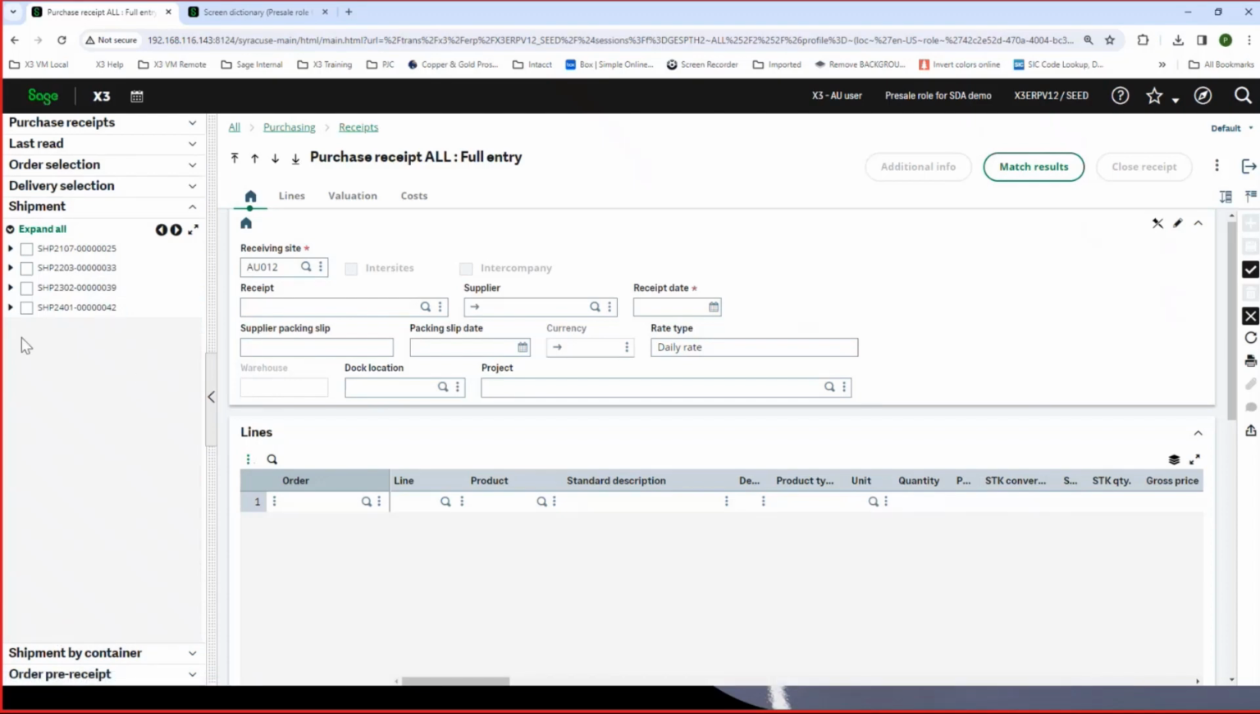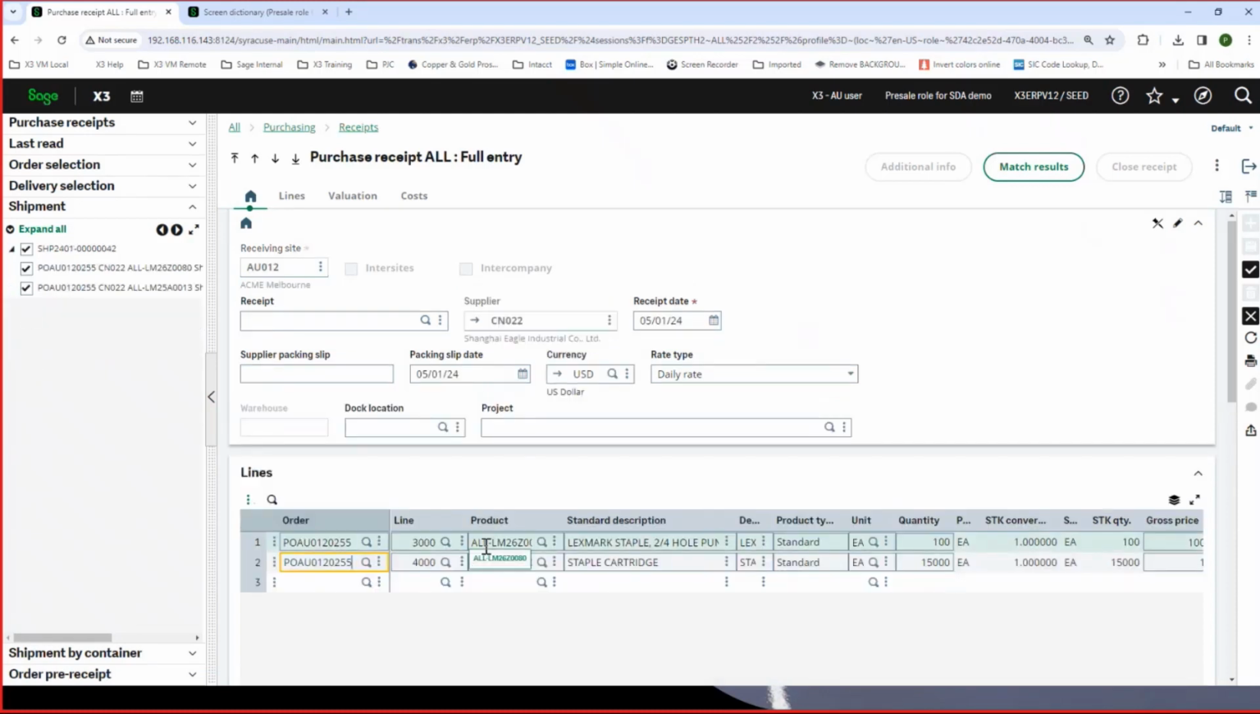So received by shipment. Again, I have a list of my shipments here, and I can expand to have the lines. So maybe I'm not receiving everything, but in this case, I'll say that I'm selecting all the lines, and then I can obviously change the quantities. I could do that on a mobile device as well.